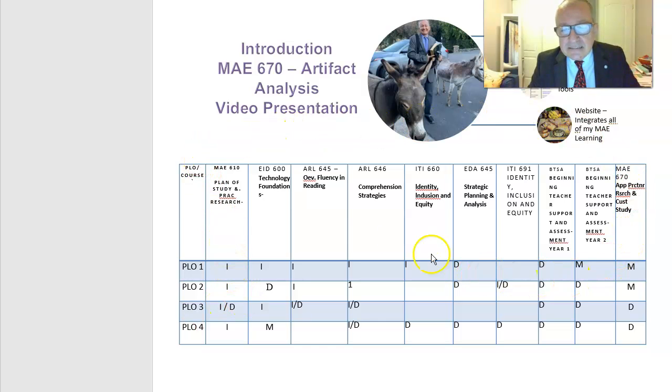As you can see here, this is my first class, my 670, and you can see all the classes that I planned at that time as a requirement to get my master's in education. For every single class, we can see the PLO 1, 2, 3, and 4. Sometimes one class can align to all, and I can assign an I for introductory, D for developing, or M for mastery. So here is my plan of study for the first class.